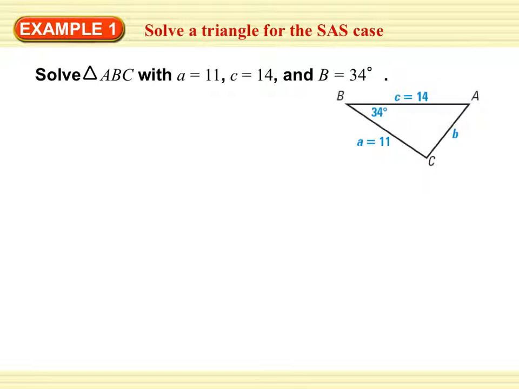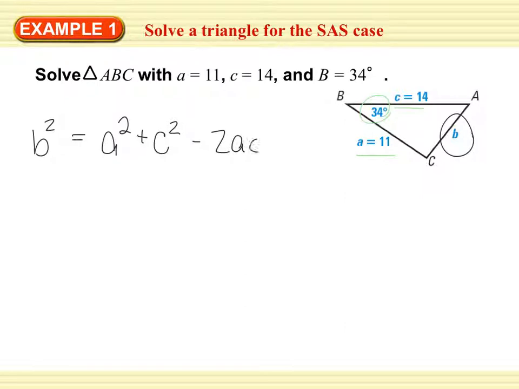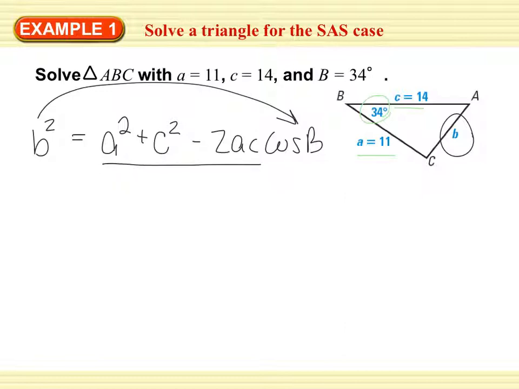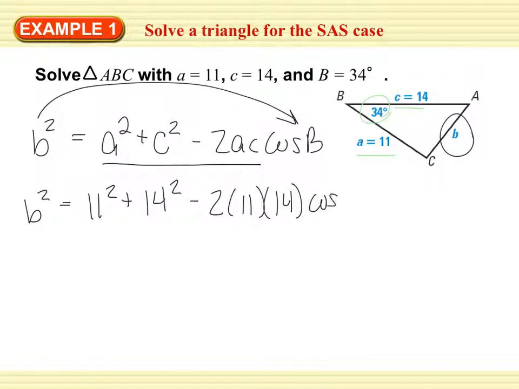So let's try one. This is side, angle, side. I'm going to try to find side B. So I can say b squared equals a squared plus c squared minus 2ac cosine b. Okay, those match. None of the b's are here. So b squared equals 11 squared plus 14 squared minus 2 times 11 times 14 times cosine 34. I know that's a mess, but we have calculators.